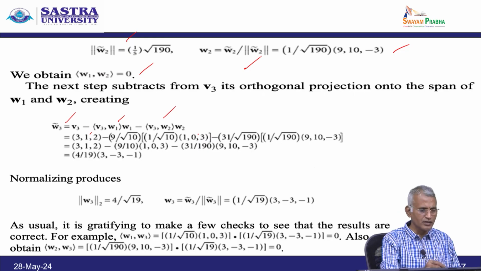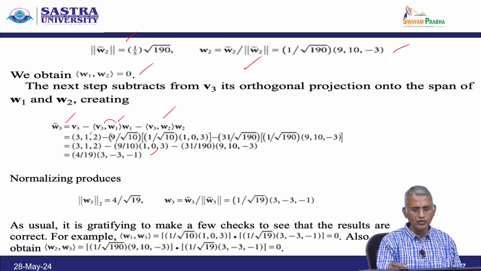First term as it is; for the second term, do the inner product of V3 and W1, and you get 9 by 10 into (1, 0, 3). And do the inner product of V3 and W2, and you get 31 by 190 into (9, 10, minus 3). Adding and subtracting the corresponding entries, you get 4 by 19 into (3, minus 3, minus 1). This is the way we can calculate W3.